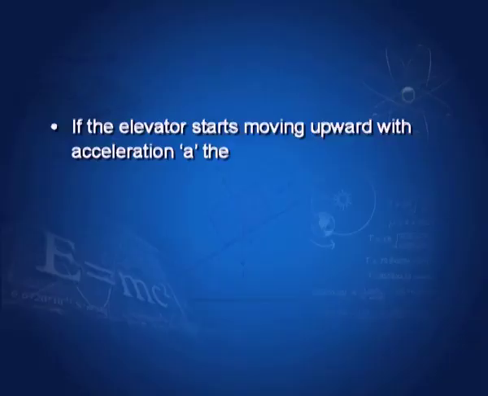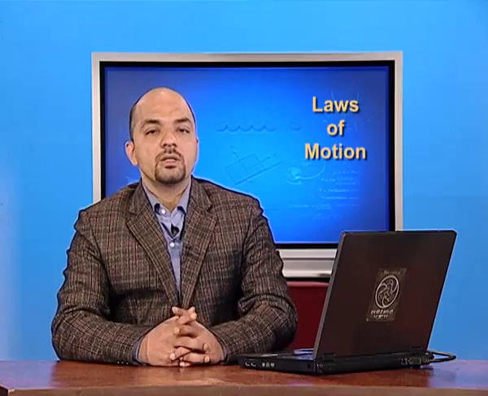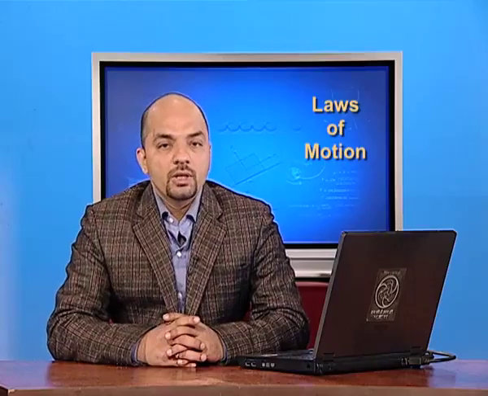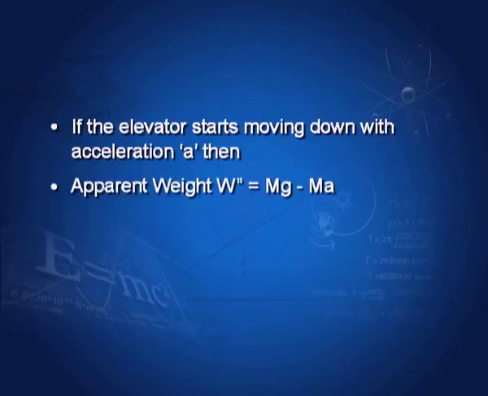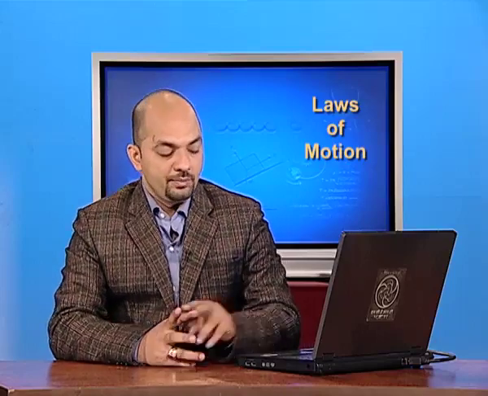Now, if the elevator starts moving upward with an acceleration a, then the apparent weight offered by the elevator, W dash, is equal to mg plus ma. So, the person experiences more weight. If we consider another situation in which the elevator starts moving down with an acceleration a, then the apparent weight W dash will be equal to mg minus ma. In this situation, the person feels reduced weight.